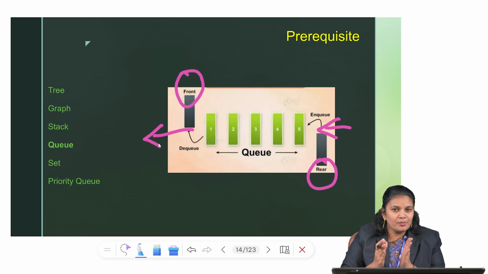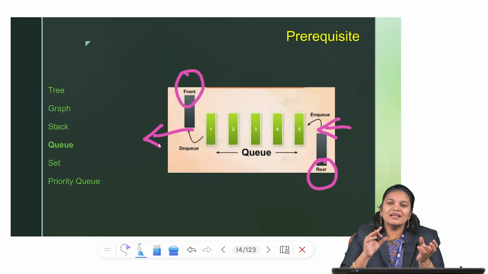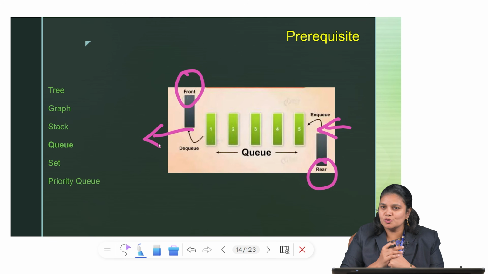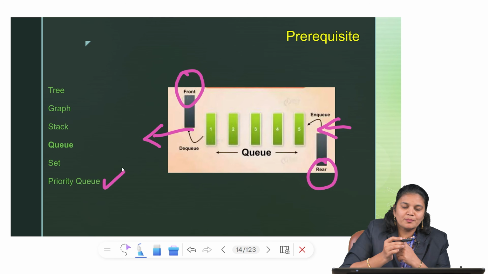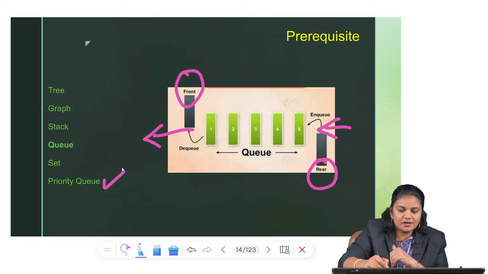We also have a double-ended queue. That is, at both ends we can do any operations. That is also applicable. We have a concept called priority queue. We'll be seeing it next.